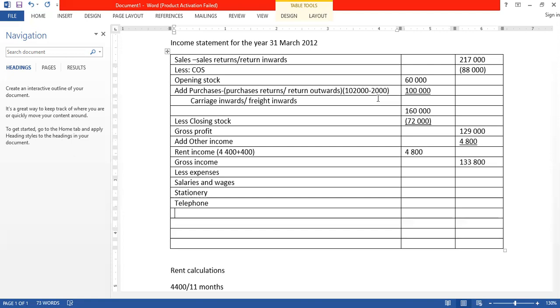Okay, so let's move on. We still have a lot of expenses. Oh, there's water and electricity. Again, we still have more. Insurance. Yes, insurance.